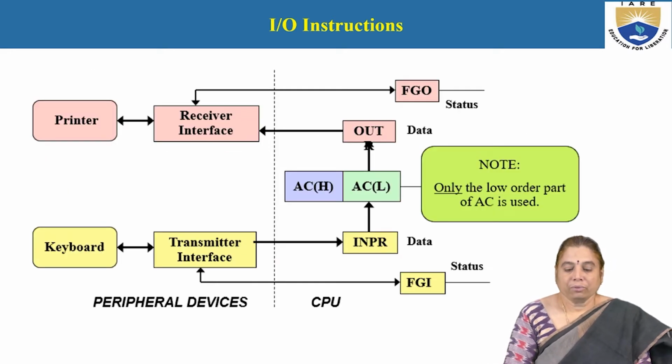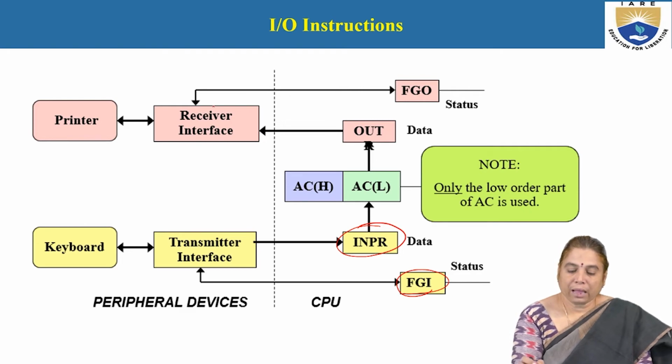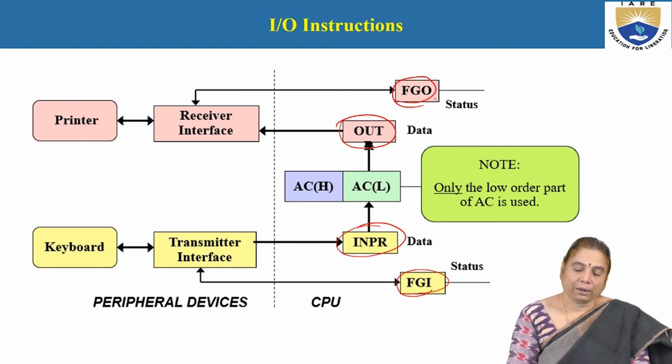So this is how these registers can be connected to take the input and output. From the keyboard, the transmitter interface, here INPR holds the input character. With the FGI status only, the INPR carries the character. And here the output operation can be performed with the help of the OUTR register and the FGO flip-flop status value.